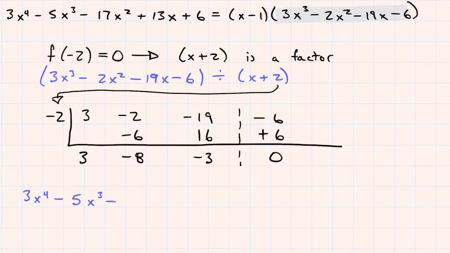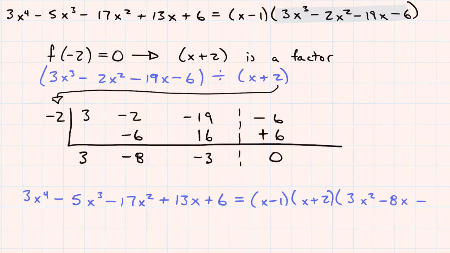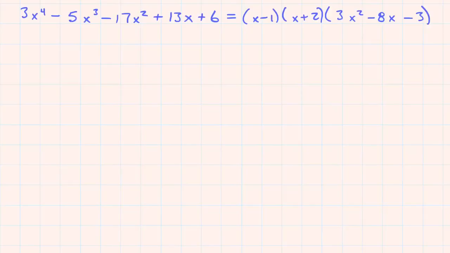So I know 3x to the fourth minus 5x cubed minus 17x squared plus 13x plus 6 equals x minus 1 times x plus 2 times 3x squared minus 8x minus 3. So that is the quadratic that we now have to factor. Because there is a coefficient of 3 attached to x squared, we're going to have to use a different kind of method. If you have another way of factoring, that's great, but I'm just going to show you decomposition as a method to factor 3x squared minus 8x minus 3.